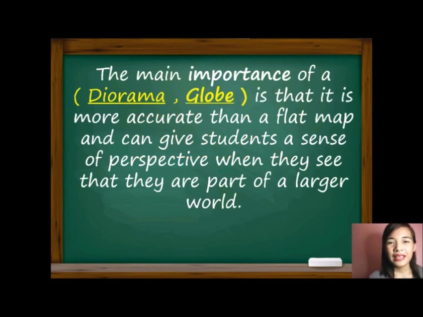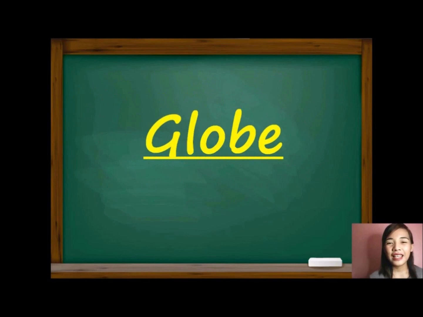Next, the main importance of a diorama or globe is that it is more accurate than a flat map and can give students a sense of perspective when they see that they are part of a larger world. You may choose between diorama and globe. Timer starts now. Time's up. The correct answer is globe. Because a diorama is portraying a scene in three-dimensional figures.